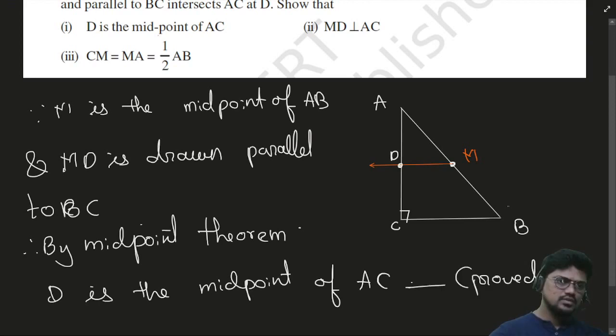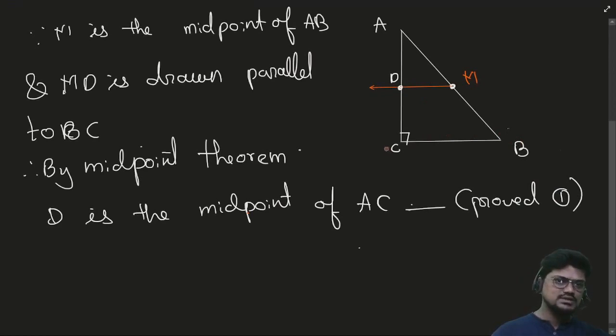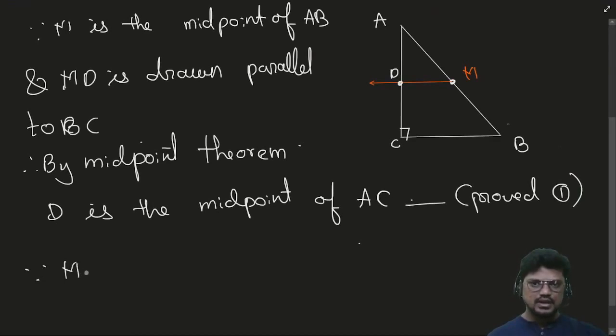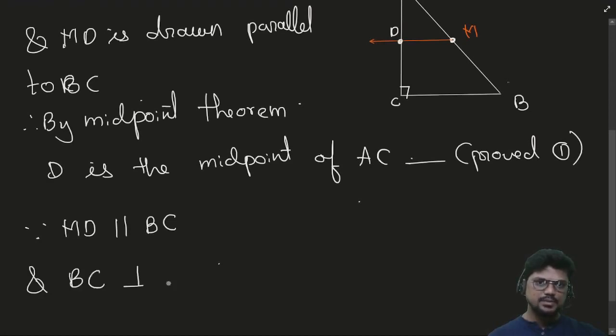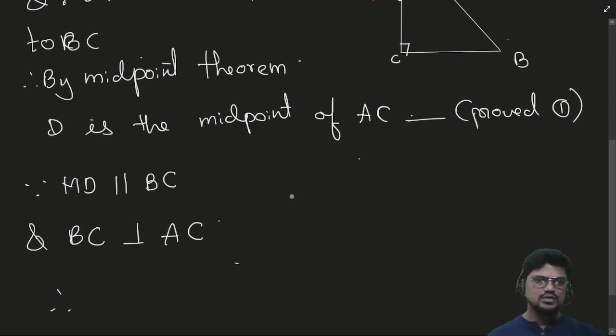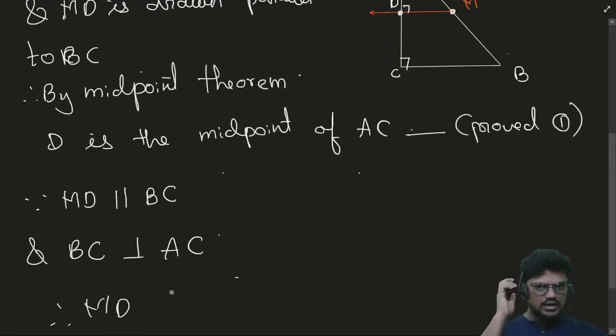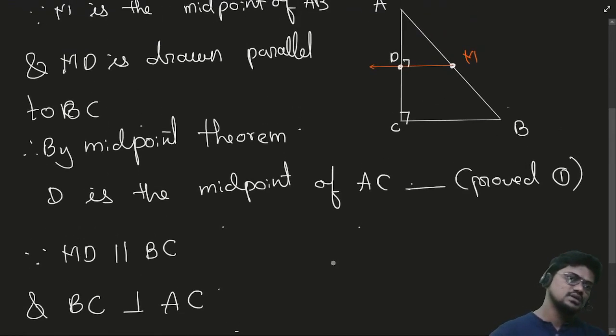Next, MD is perpendicular to AC. Okay, we need to prove that MD is perpendicular to AC. Now see, since MD is parallel to BC and AC is 90 degrees, so this also has to be a 90 degree only, no? What we can say, since MD is parallel to BC and BC is perpendicular to AC, therefore MD has to be perpendicular to AC. Got it? Is this clear?